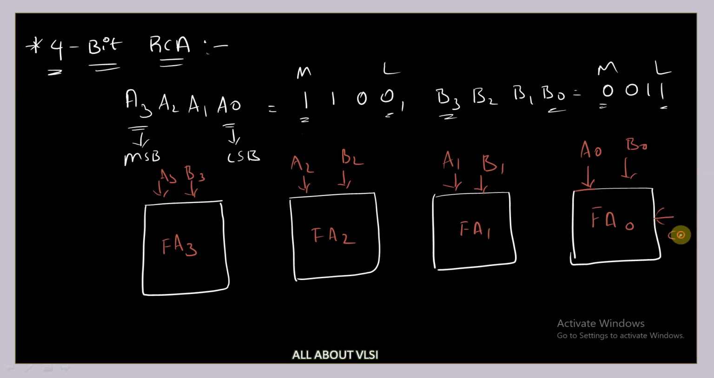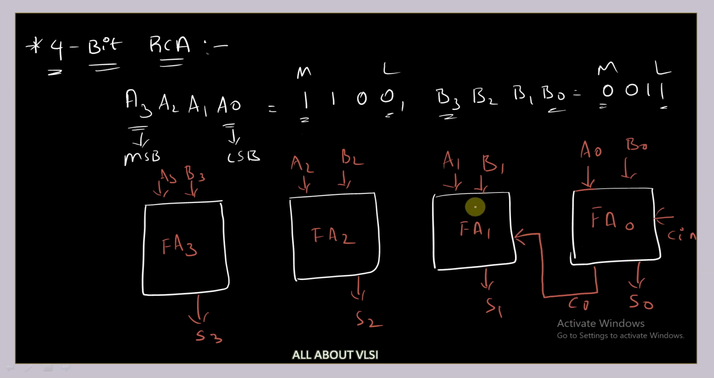And here I am going to give my Cin. Now here I am going to get my S0, S1, S2 and S3. From each full adder I am also going to get a carry, right? The carry which I am getting from my full adder FA0, I am going to give to the next stage. Let's say this is C0.